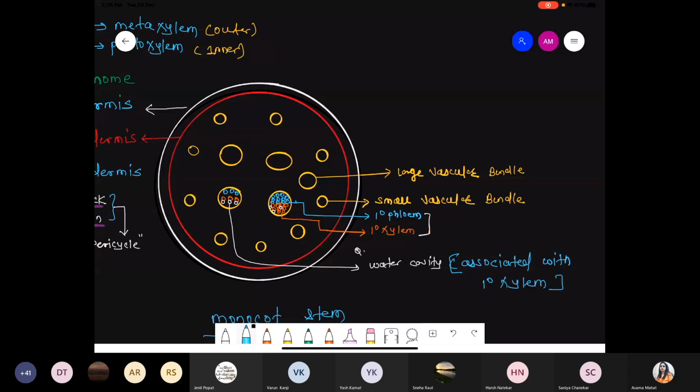Okay, storage of water. Got it? Chalo. And now, surrounding the structure of that vascular bundle, there is a protective layer, that is the bundle sheath layer, present like this. So you can give this a flower-like arrangement.